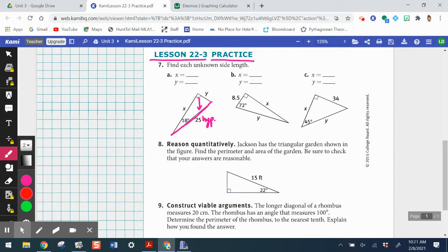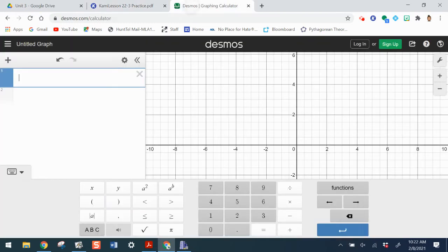So let's solve for x first, I guess because it's first in the alphabet. In reference to this 18-degree angle, x is our adjacent side, and we are given the hypotenuse. So which trig function uses adjacent and hypotenuse? Hopefully you're answering cosine. So the cosine of 18 degrees is the adjacent side x over the hypotenuse 25. Now I'm going to find the approximate value for the cosine of 18 using my Desmos calculator. I encourage you to do that as well.